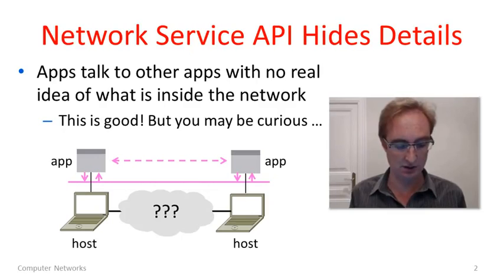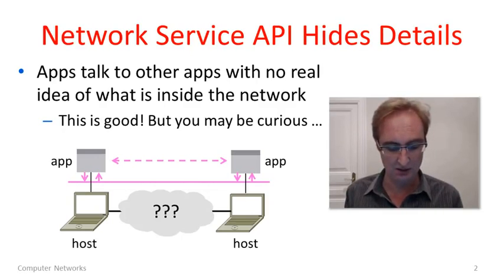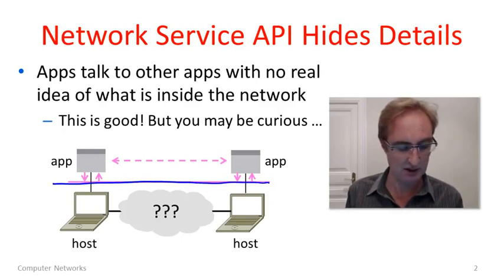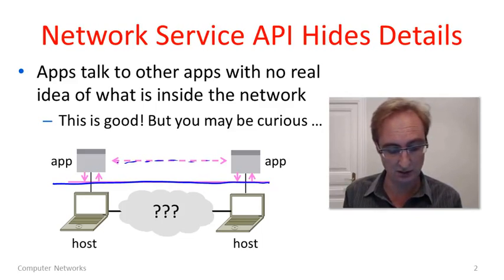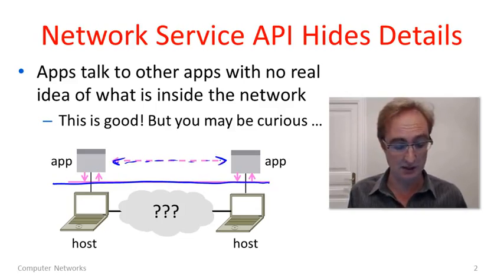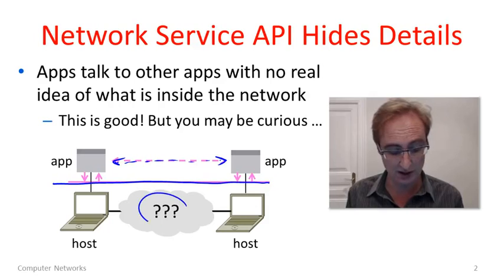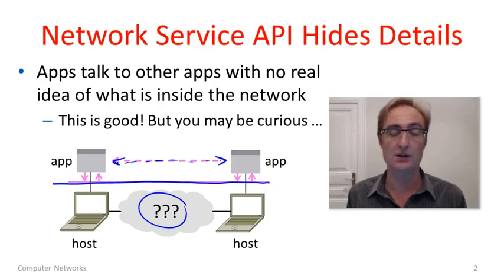So this picture gives us the context for where we were before. You can see that using the Network Service API, sockets is what we looked at, applications talk to each other across the network. Now the Network Service API hides all of the details of what's inside the network. So we can't really see by using it what's inside the network, how many routers we go through, what ISPs, whether it's a short path, a long path, all of this sort of stuff.